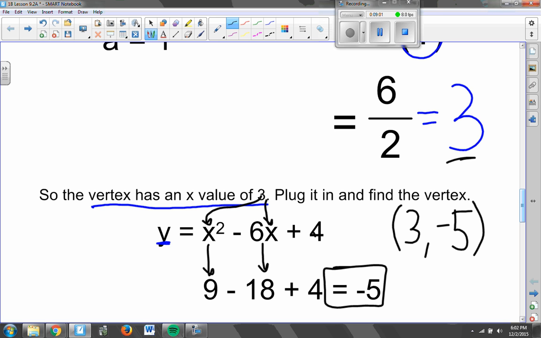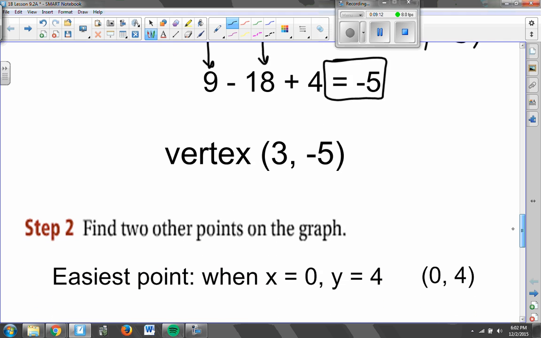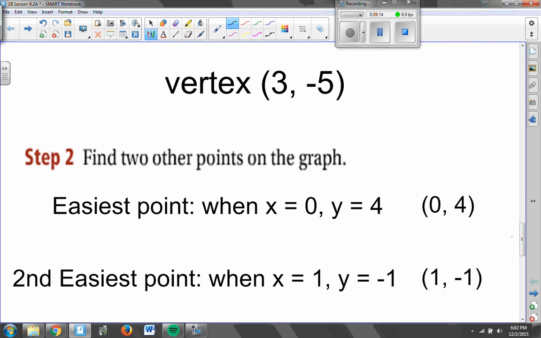We would go there immediately and graph that point. 3 in the x, negative 5 in the y, plot your first point. Okay, so we have now found the vertex. There it is. Step 2. Find 2 other points on the graph. Doesn't really matter which 2 points, just 2 besides your vertex. The easiest point, as we mentioned before, is x equals 0. If you put x equals 0 into our equation, y comes out to be 4.